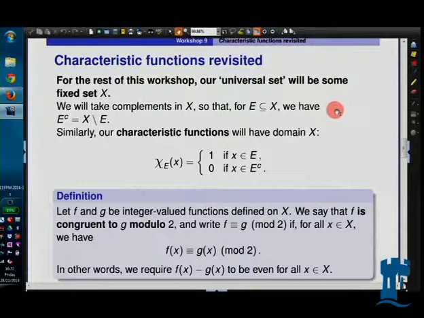Right, so we've looked at this before. The characteristic function corresponds to the set E. It counts 1 if you're in the set and 0 if you're not in the set. And we know that 2 sets are equal if and only if they've got the same characteristic function. So 2 subsets of X will be the same if and only if they've got the same characteristic function, because the characteristic function tells you what the set is, and the set tells you what the characteristic function is. Okay.